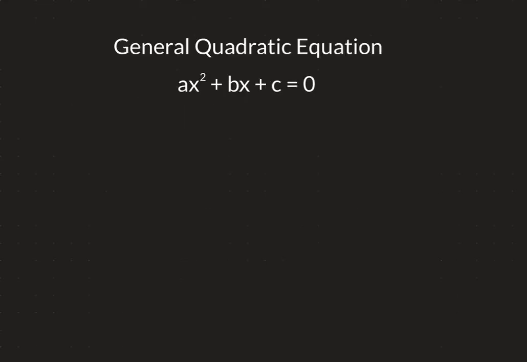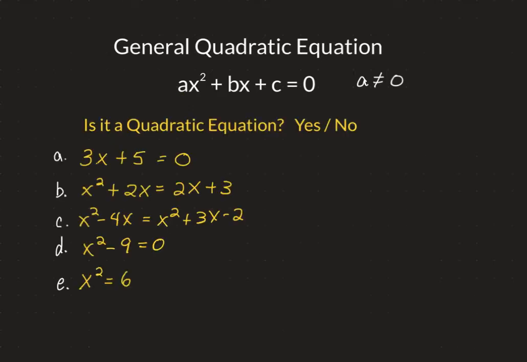Here we have the general quadratic equation, ax squared plus bx plus c, where we consider a and b to be coefficients of the variable x and c to be a constant. Now there is one thing that must be true for you to have a quadratic equation in this form, and that is that a cannot equal 0. You have to have some squared term. If a is 0, that term disappears.